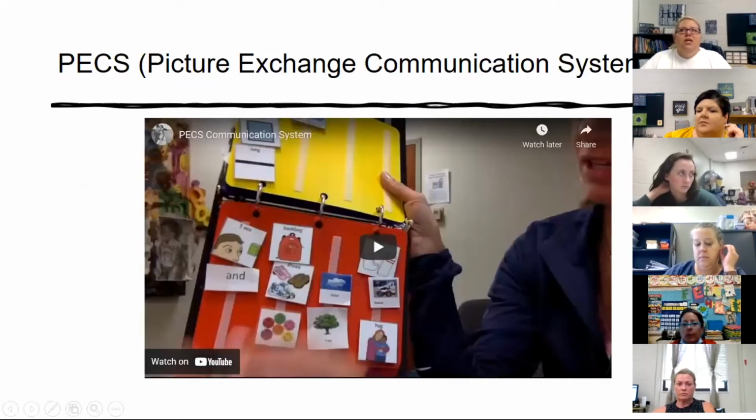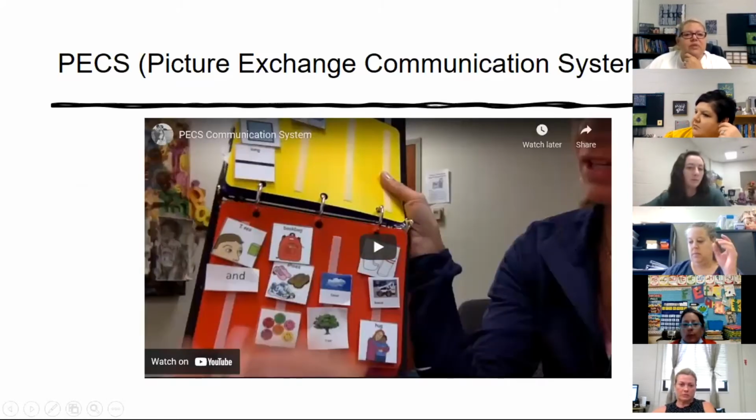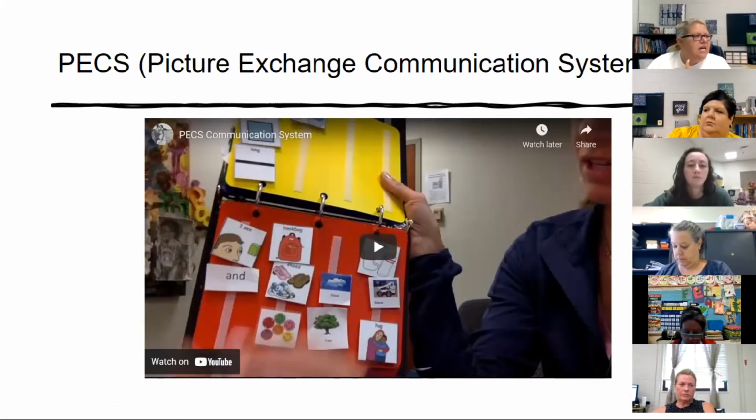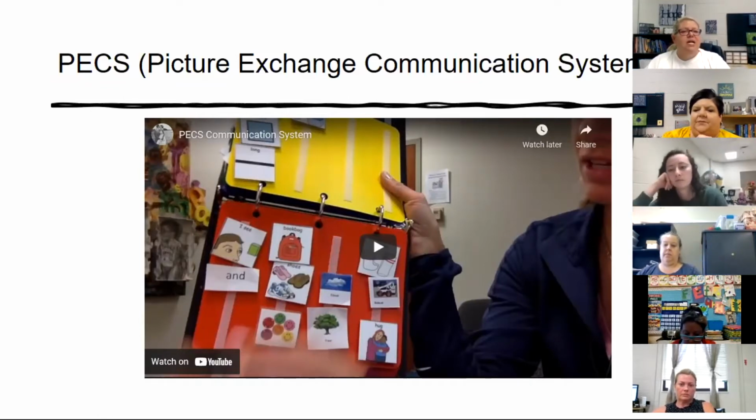Picture exchange is another form of AAC, and that's where we are exchanging pictures to get some things that we want or to make some comments. We aren't going to watch this video just because I think we're running a little behind on time. But when we share this with you, you can view that video.